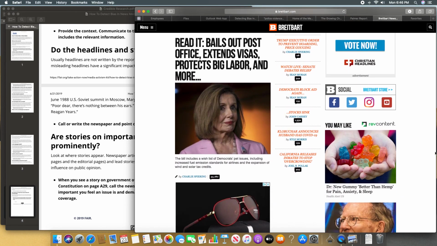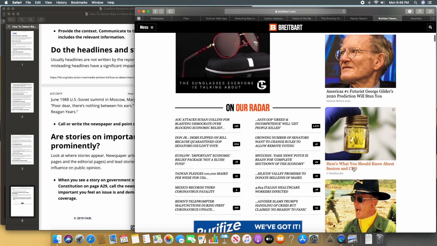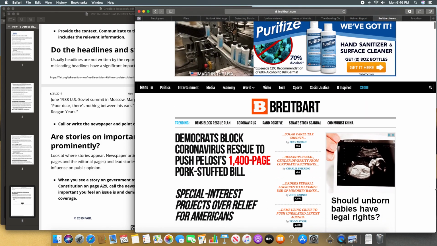Okay, so just like in the Palmer Report, if I'm getting the news, why would I want to read an article about the new gummy better than hemp for pain, anxiety, and sleep? Like, are you kidding me? "Here's what you should know about seniors and CBD." Look at the articles above, okay? Whereas when we're looking at the New Yorker, they were all articles about the coronavirus.